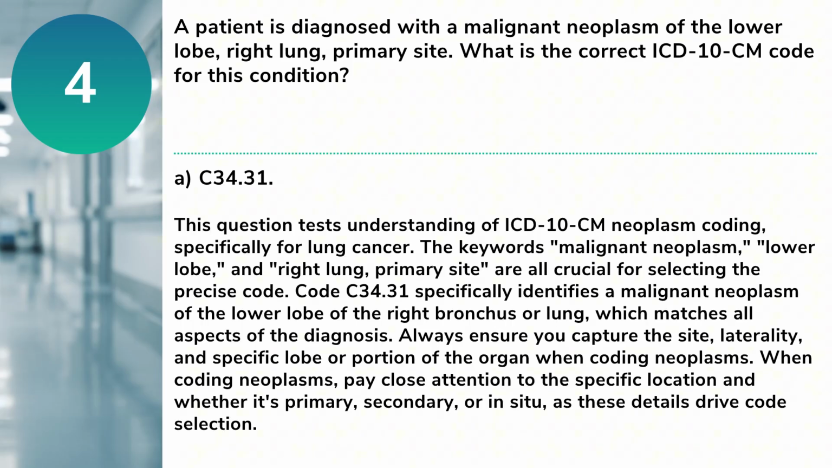C34.31. This question tests understanding of ICD-10-CM neoplasm coding, specifically for lung cancer. The keywords malignant neoplasm, lower lobe, and right lung, primary site are all crucial for selecting the precise code. Code C34.31 specifically identifies a malignant neoplasm of the lower lobe of the right bronchus or lung, which matches all aspects of the diagnosis.